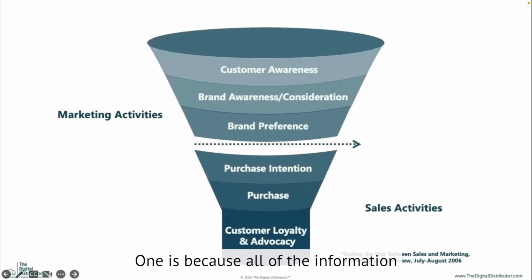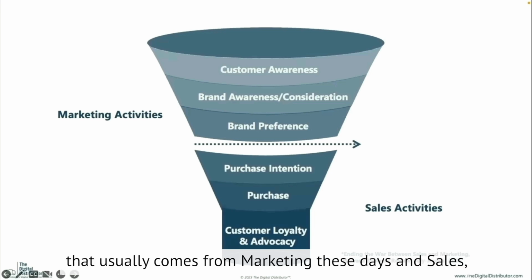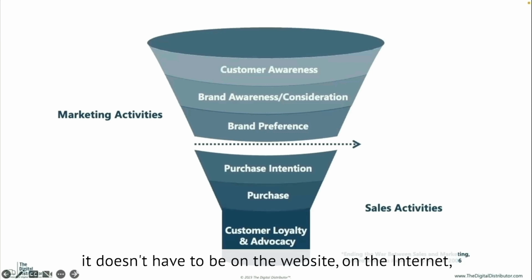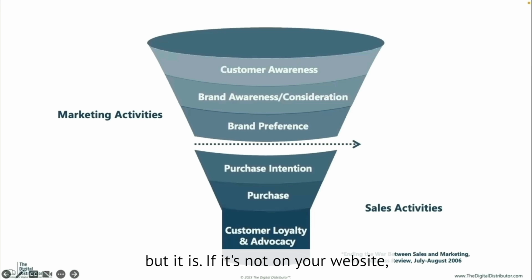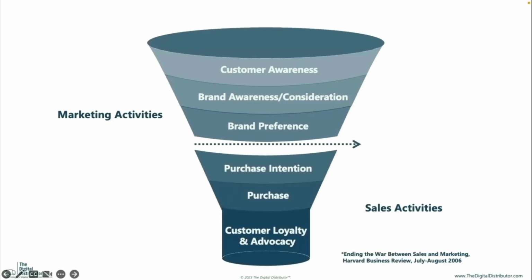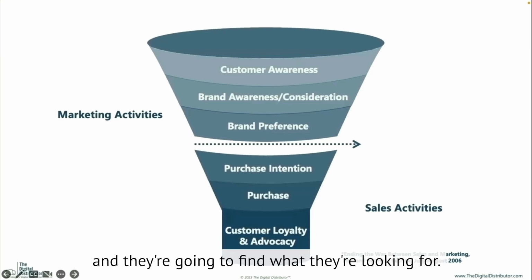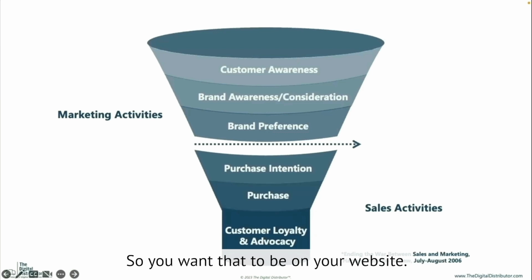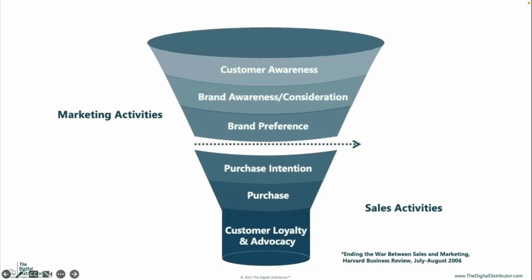One is because all of the information that usually comes from marketing and sales these days doesn't have to be on the website, on the internet, but it is. If it's not on your website, it's going to be on somebody else's website. It used to be very linear. There was just one way to get down into the funnel. Now the buyer is self-directed. He knows what he's looking for, and they're going to find what they're looking for. So you want that to be on your website.